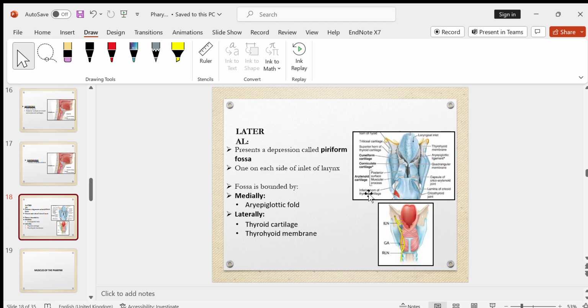On the lateral side of the laryngopharynx, there is a fossa that is called the piriform fossa. This thin depression is the piriform fossa. It is bounded medially by the aryepiglottic fold and laterally by the thyroid cartilage and the thyroid membrane. So, between the thyroid cartilage and thyroid membrane and the aryepiglottic fold, there is a fossa called the piriform fossa. This fossa has a clinical significance as any foreign body such as a fish bone can get lodged here because this is a very small restricted space.